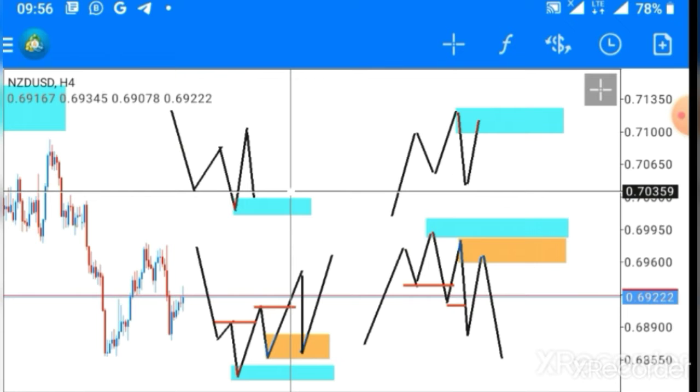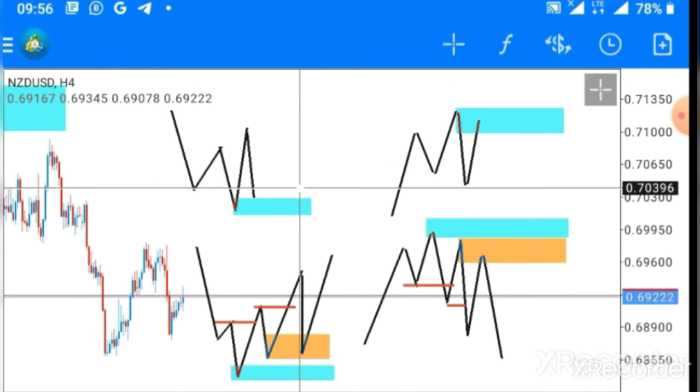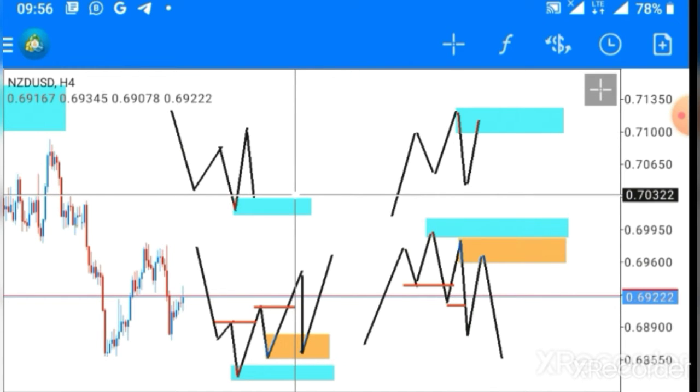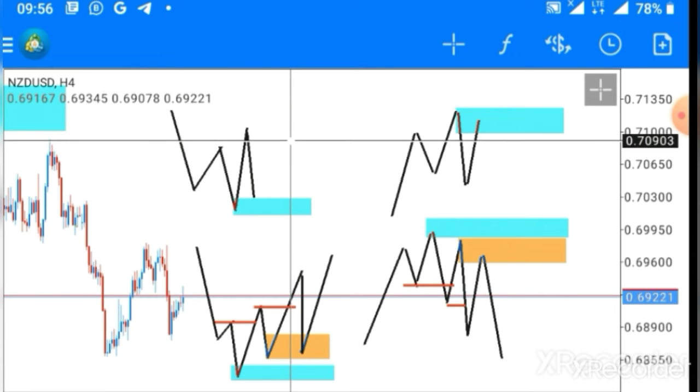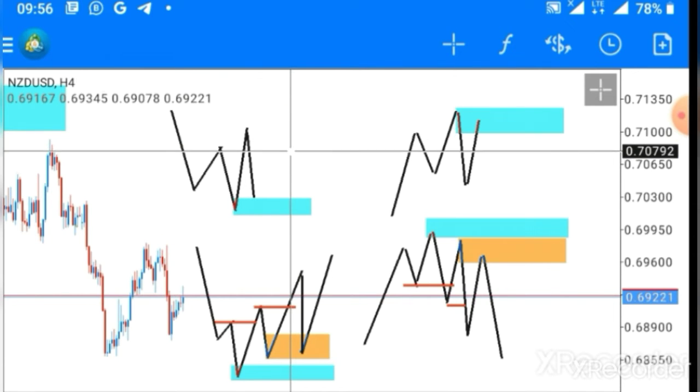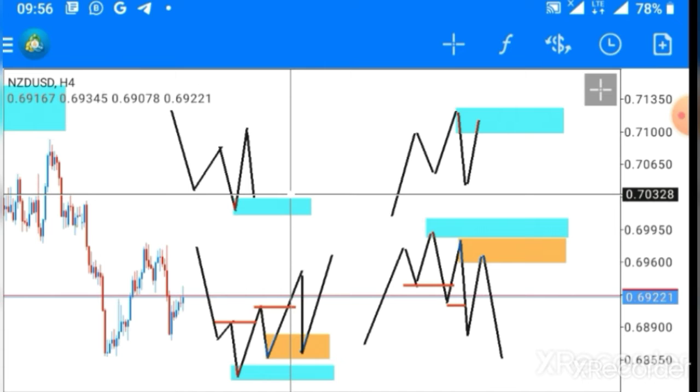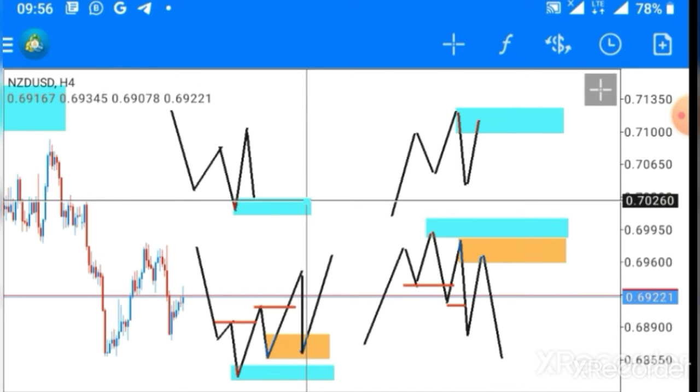So, this is your 4-hour OB here. Now, when price comes into your 4-hour OB, as it touches your 4-hour OB, this is the way for you to take your sniper entry. Now, take note of this.